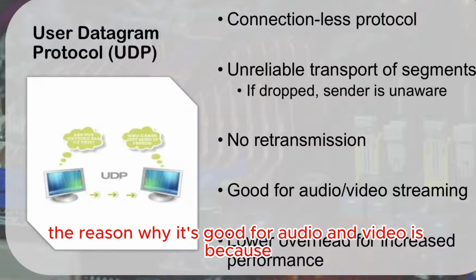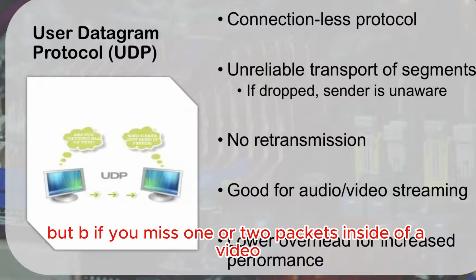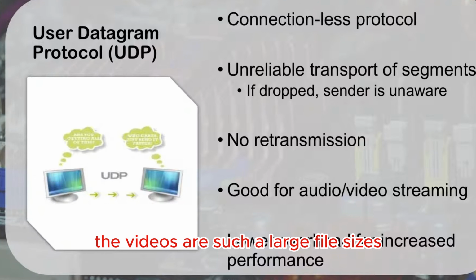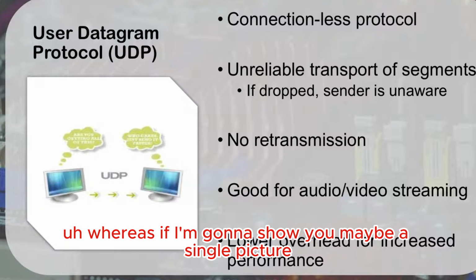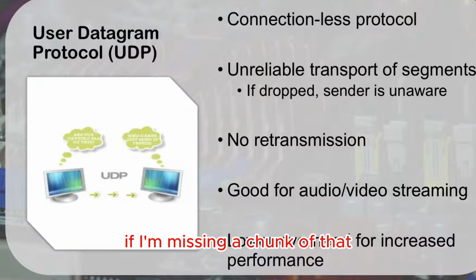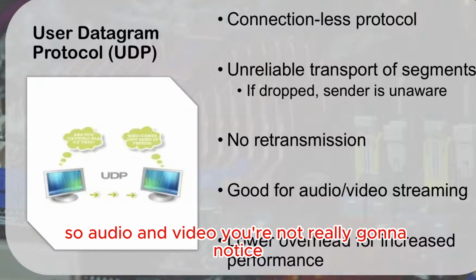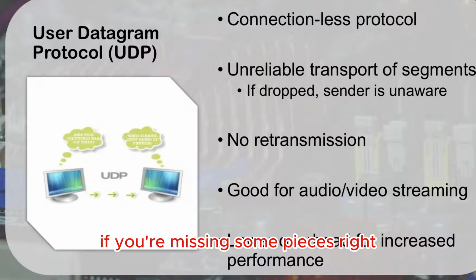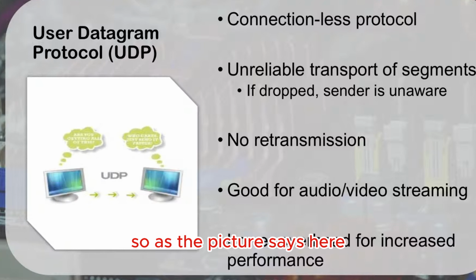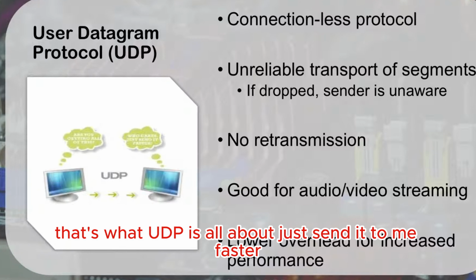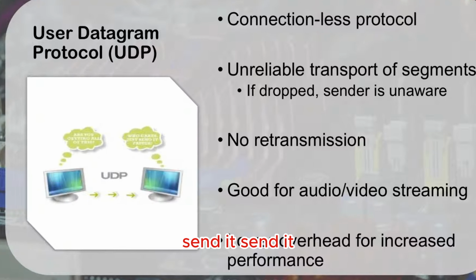The reason why it's good for audio and video is because A, it's faster, but B, if you miss 1 or 2 packets inside of a video, the videos are such large file sizes, your video will still play just fine, right? Whereas if I'm going to show you maybe a single picture, if I'm missing a chunk of that, you might visually see it. So audio and video, you're not really going to notice if you're missing some pieces, right? It's just going to send it and forget it. So as the picture says here, it says, hey, are you getting this? And the other guy goes, I don't care, just send it faster. That's what UDP is all about. Just send it to me faster, send it, send it, send it.